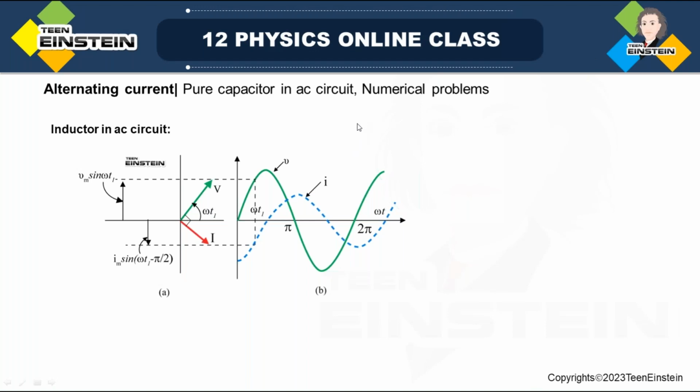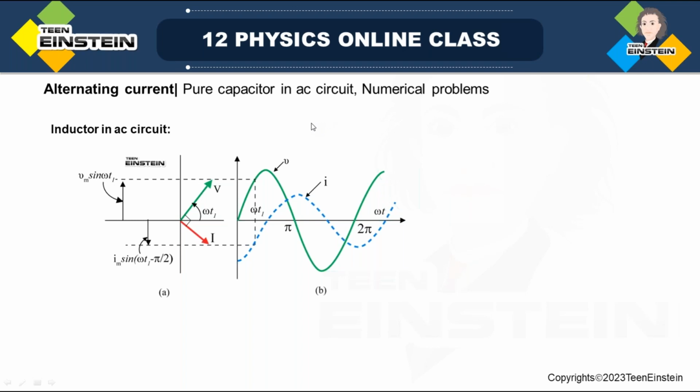Very good evening, students. So yesterday we had discussed the current voltage relationship in the case of a pure inductor in an AC circuit. I'll just recap a bit and then I'll discuss the pure capacitor. When a pure capacitor is connected in an AC circuit, then what will be the current voltage relationship?